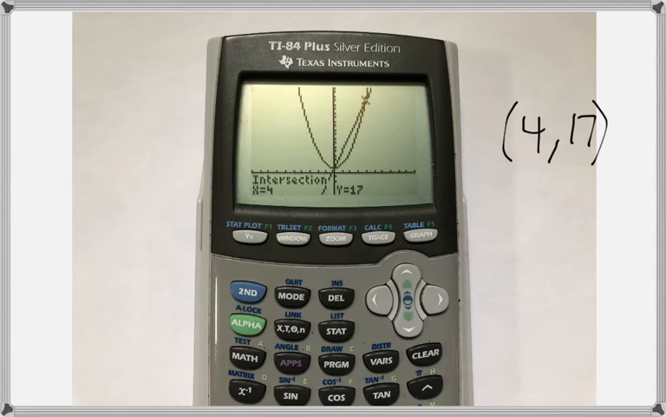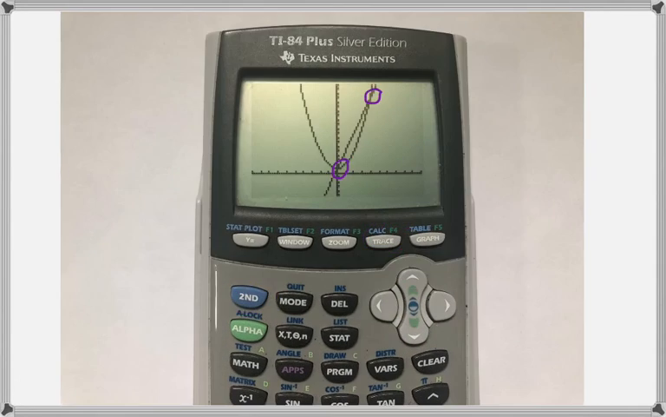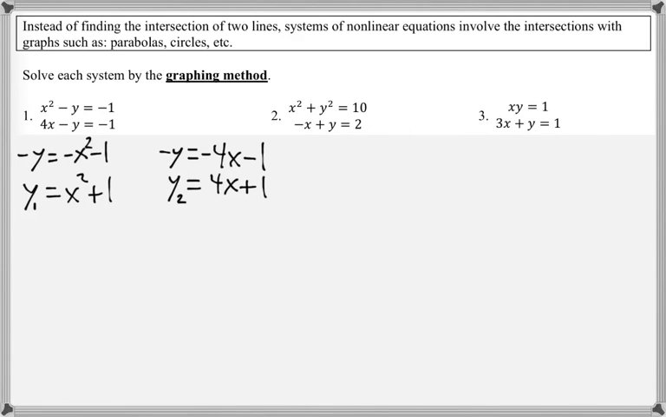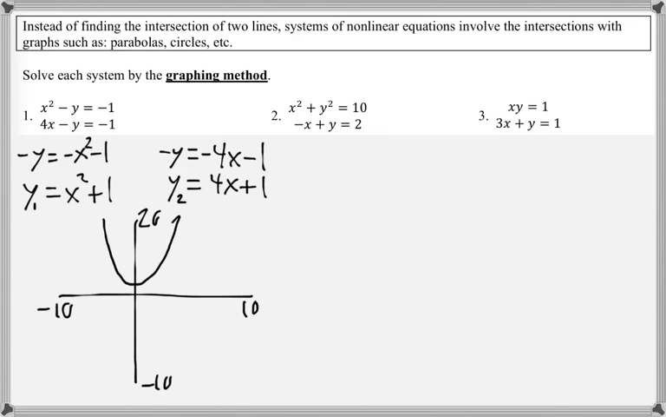So I'm going to go back to our problem and make a rough sketch. So there, and that is 4, 17, and 0, 1.